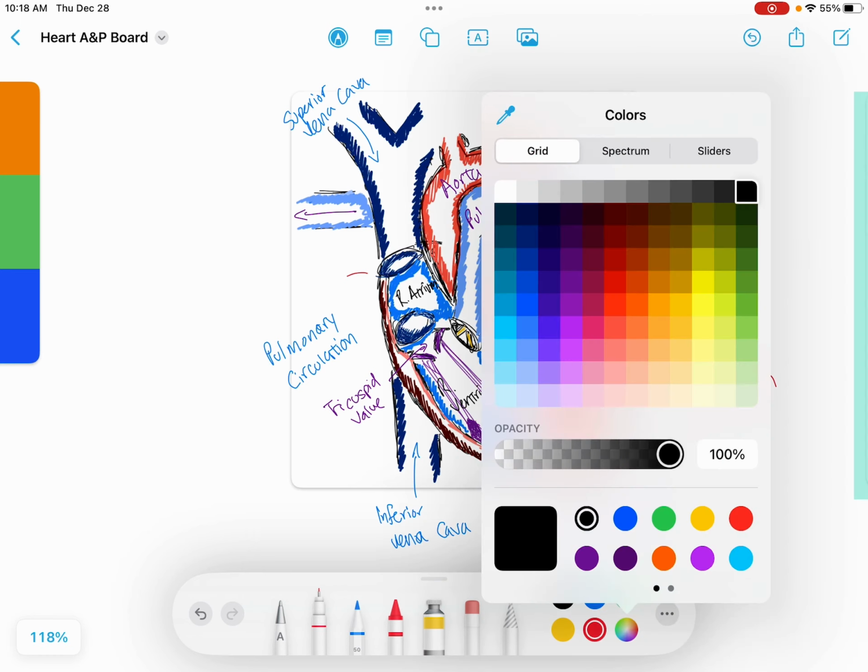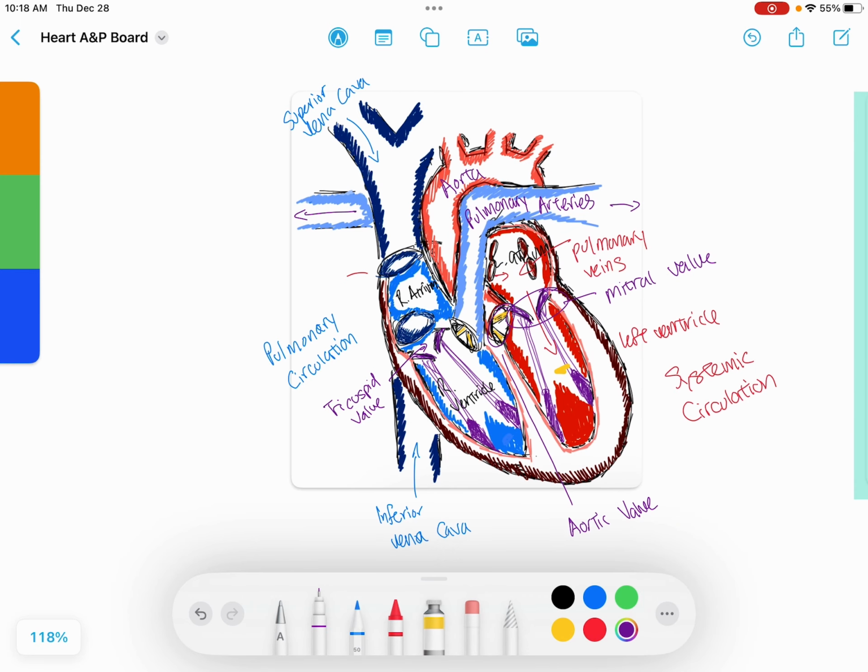Now, I failed to mention one other thing here in that there is a one-way valve also going through the pulmonary arteries. That's the pulmonic valve. And you'll notice that there's these little stringy things attached to the mitral and tricuspid valve. Those are called chordae tendineae.